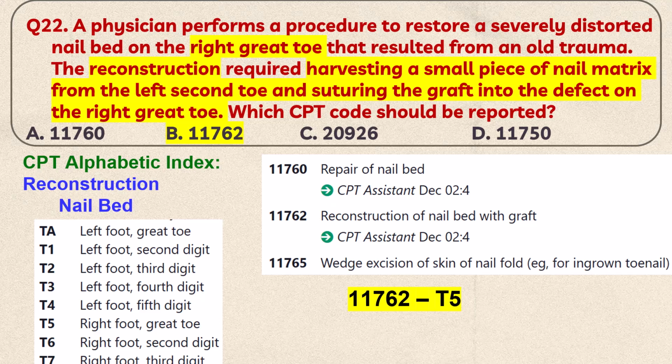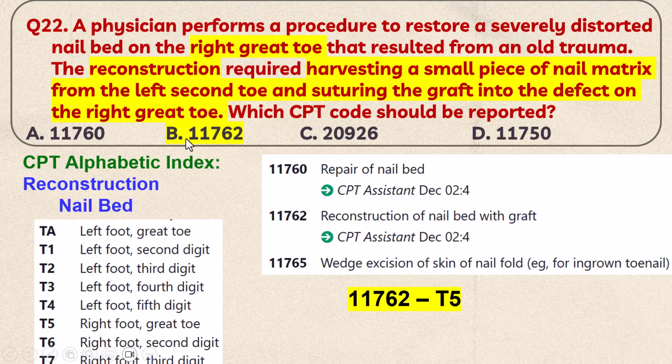In the CPT alphabetic index, first go to the main term reconstruction. Here the procedure is reconstruction. Then go to the subterm nail bed. It will lead you to the code series 11760 and 62. Once you go back to the tabular list, you can see 11760 is repair of nail bed. 11762 is reconstruction of nail bed with graft. In this case, the reconstruction is done with graft. So the correct answer is 11762.